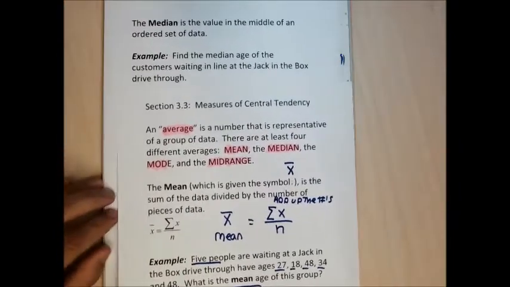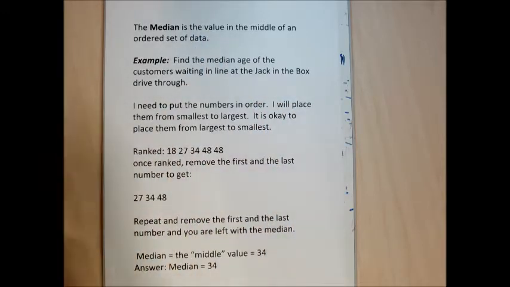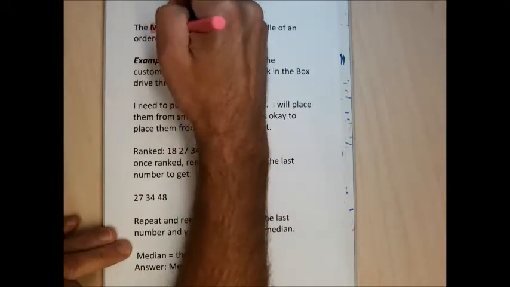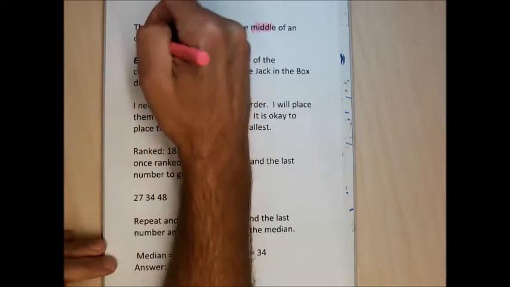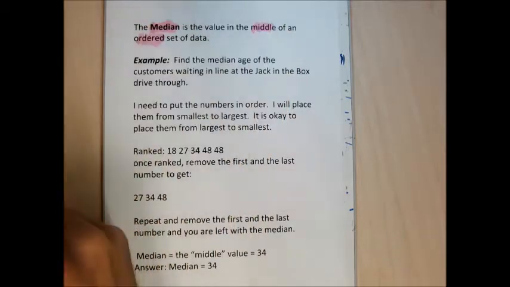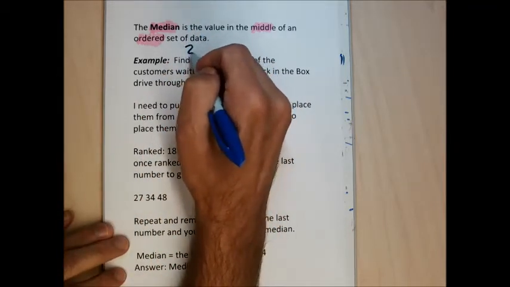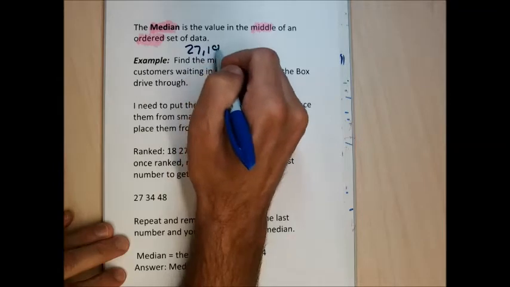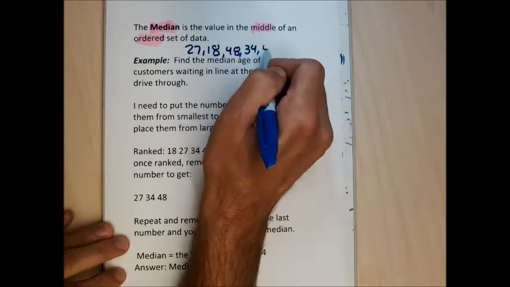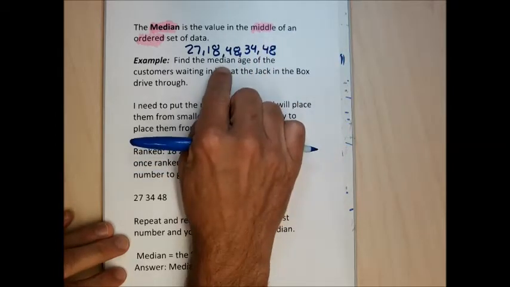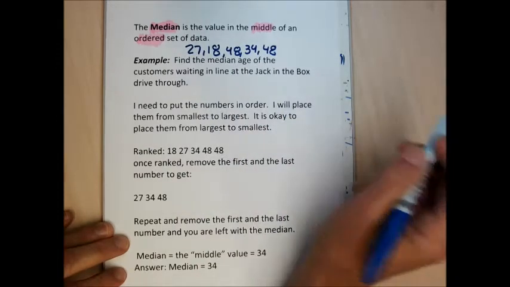For this same set of people waiting in line at the Jack-in-the-Box, I could ask you to find the median, and the median in a set of data is the middle number when the numbers are ordered. So for this Jack-in-the-Box problem, the people waiting in line had the ages 27, 18, 48, 34, and 48. If I want you to find the median age of the customers waiting in line at this Jack-in-the-Box drive-thru, I need to put the numbers in order. So I did that down here.